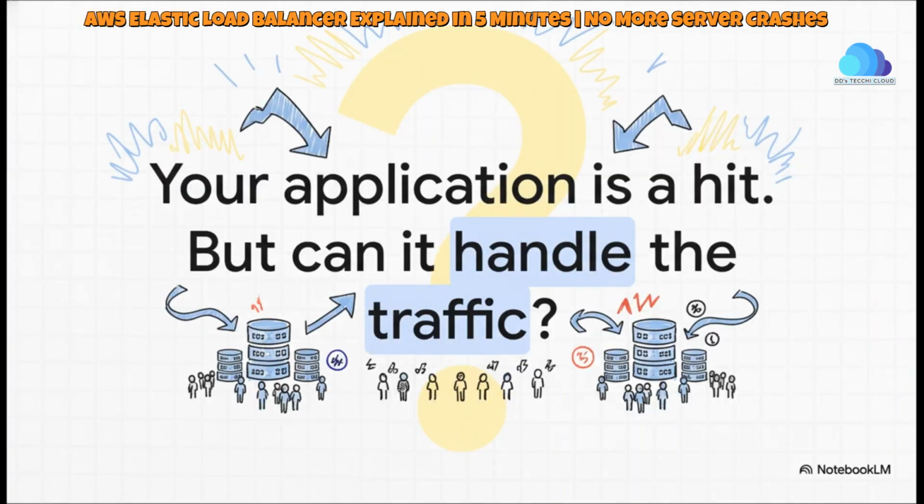Okay, let's paint a picture. You've launched your application, and guess what? It's a huge hit. That's awesome, right? But then the traffic starts pouring in, and suddenly your app slows to a crawl, or worse, it just crashes. So what do you do? How do you handle all that love from your users without everything falling apart?